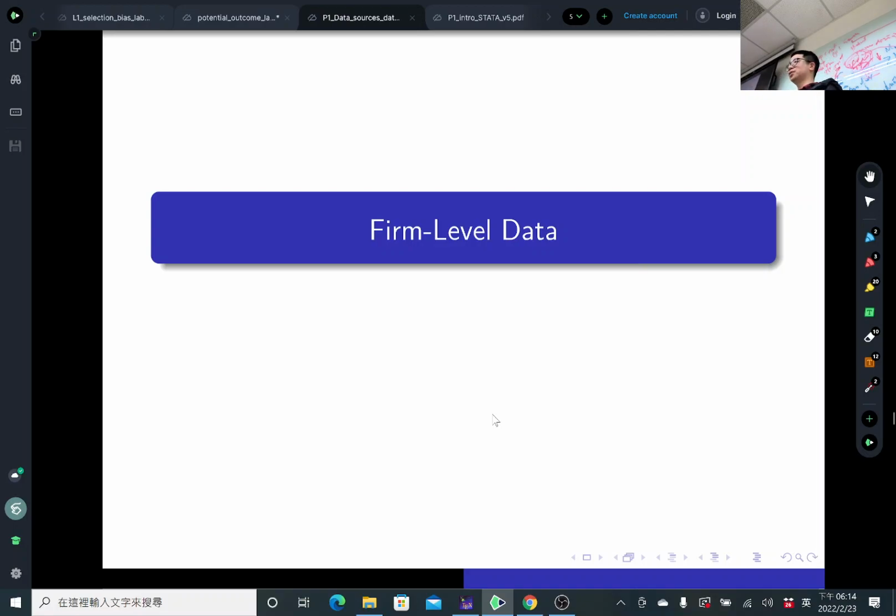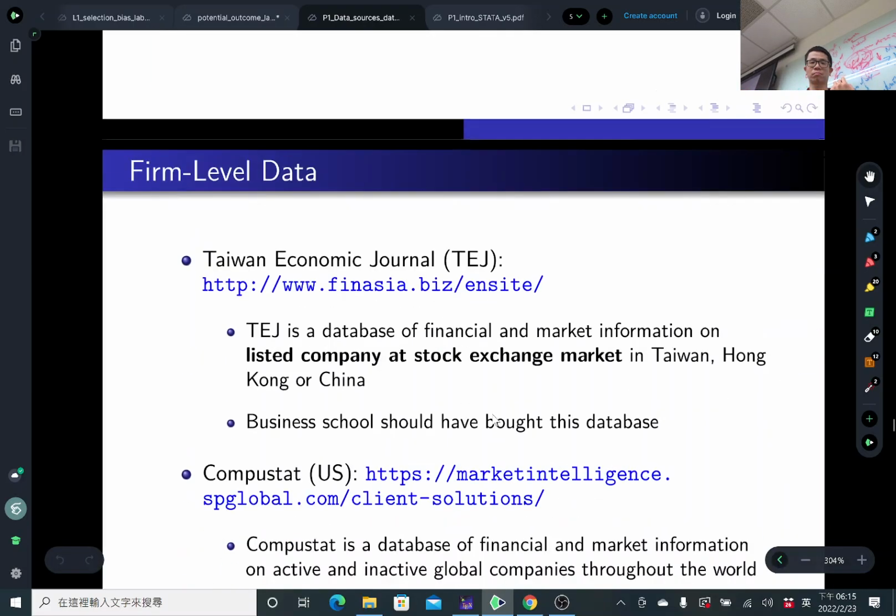Okay, so let's continue. So far what we discussed is either individual level data or household level data. There is also some data about the firm. So firm level data is something you might consider.